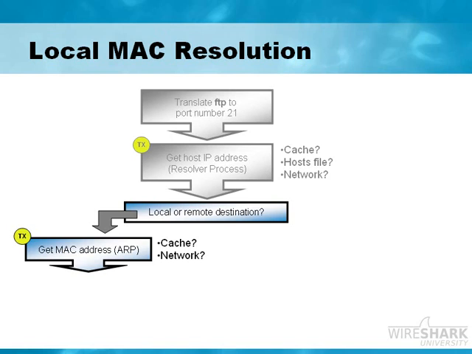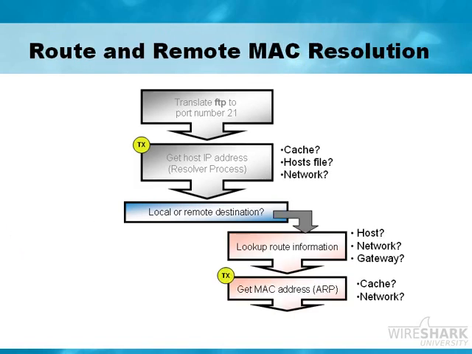If the target system is not local, then we have to go through an extra step, route resolution. In this case, we've got to look up how to get off of our network, and do we have a specific path to the target or a specific path to the target network, or do we just have a default gateway? So we look in order for a host address or a network address, and then if we don't have either of those, then we look and see, do we have a default gateway? And if we have a default gateway, we will send the packets to that default gateway.